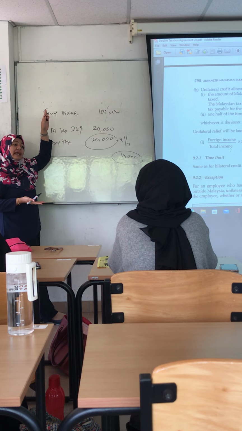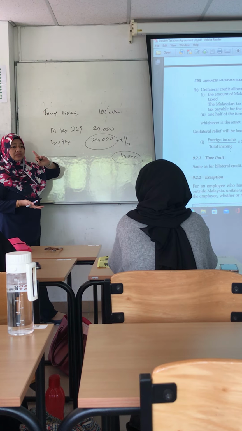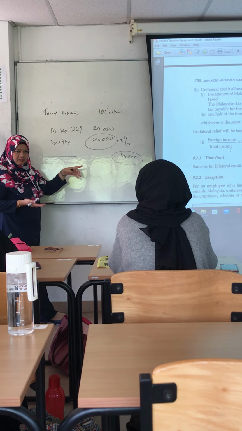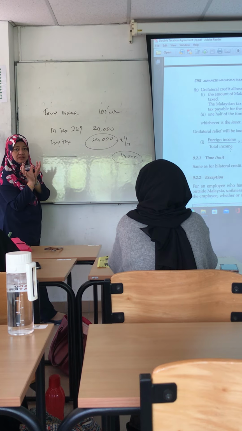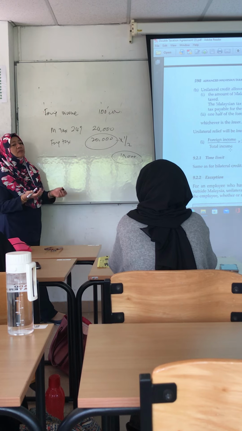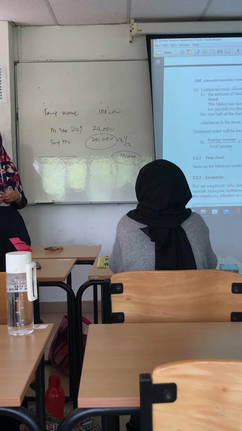So if you have bilateral, the deduction given is 20,000. But in unilateral, you only get a deduction of 10,000. So it means that the deduction is smaller, so it means that you have to pay more tax. Why? Because there's no double tax agreement between Malaysia and the other countries.